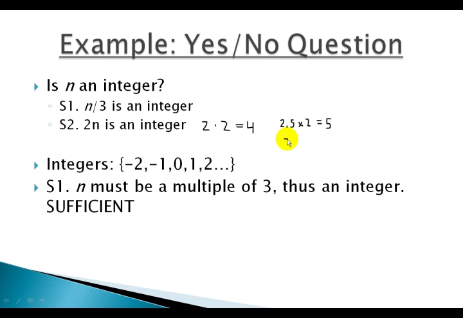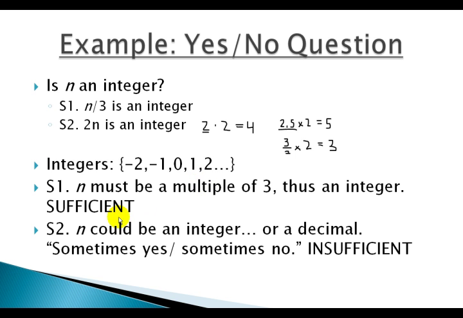We could also pick a fraction for n such as 3/2, which multiplied by 2 would end up with an integer as a result. So the value we pick for n can either be an integer or it can be not an integer. And so statement 2 is going to be insufficient because we're ending up with a sometimes yes, sometimes no result. And the correct answer choice will be A.